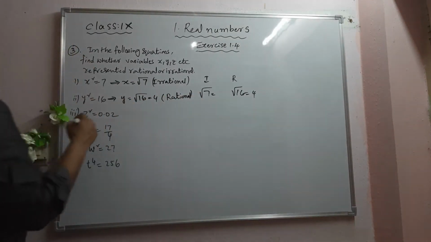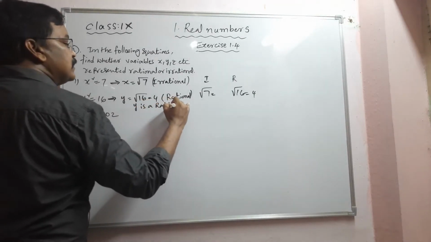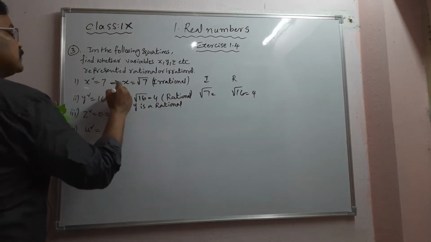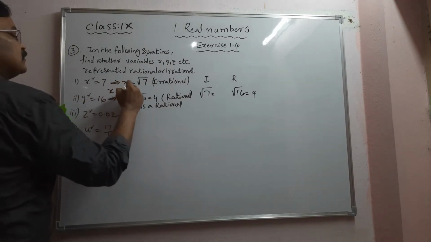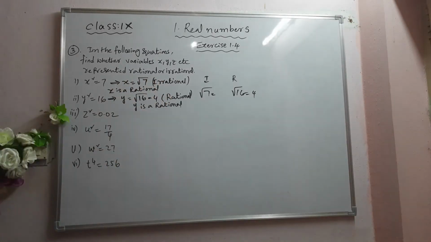y square is equal to 16. That means y is a rational number. The variable y is rational. What about here? x is a rational number.